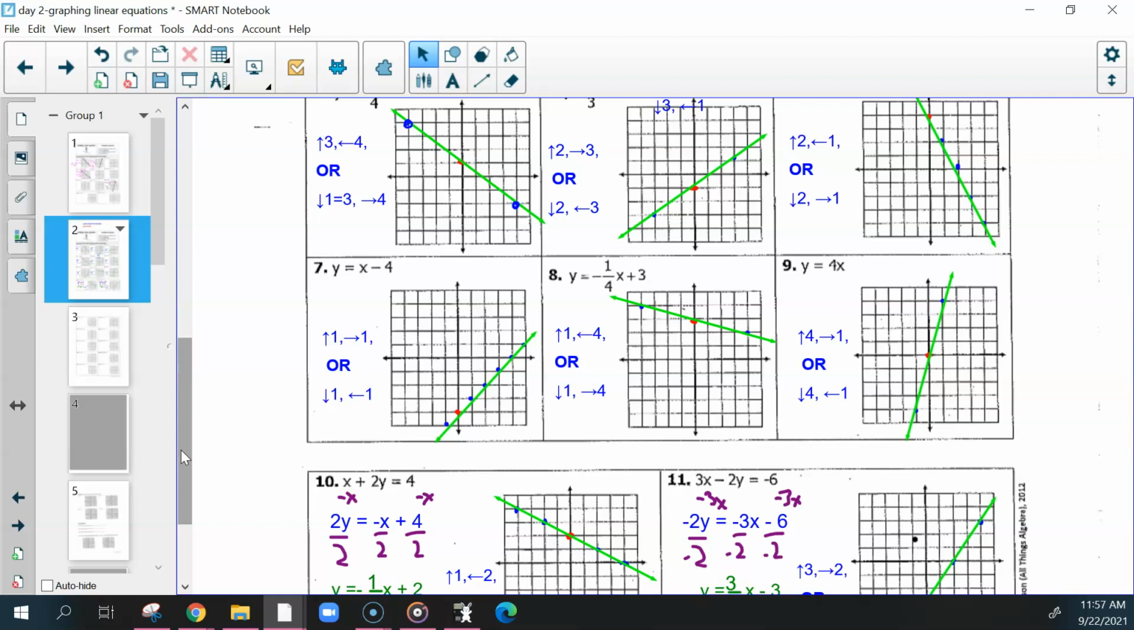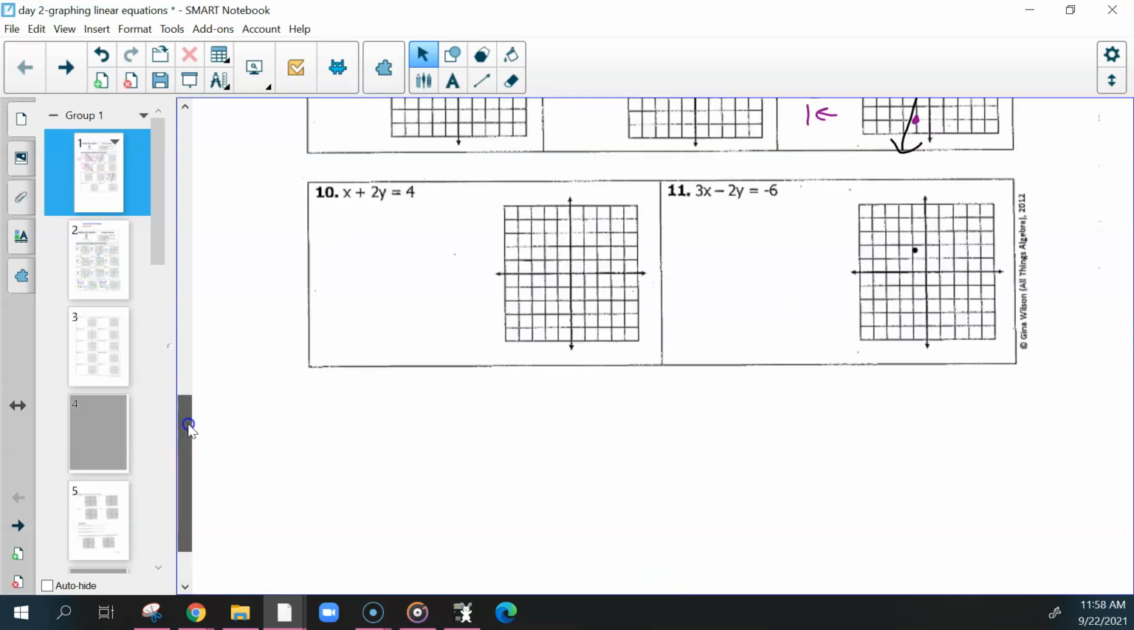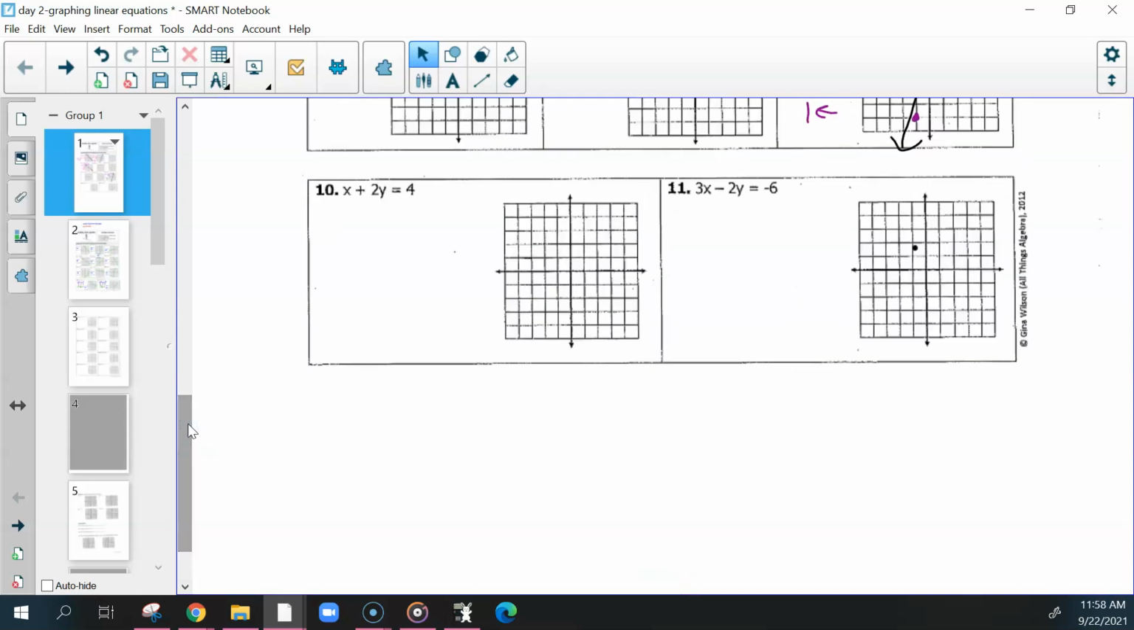Do we have questions? Let's hold off on that and go over this. So 10 and 11, those examples are in standard form. Before we do anything else, we need to convert them to slope-intercept form and then graph them.